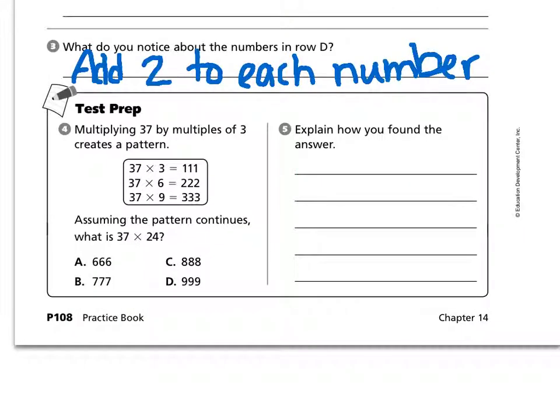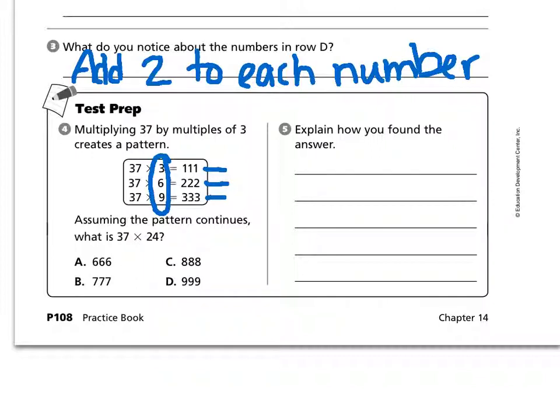Looking at test prep, multiplying 37 by multiples of 3 creates a pattern. You can see 37 times 3 is 111, 37 times 6 is 222, 37 times 9 is 333. You can see that these are all multiples of 3. Assuming the pattern continues, what is 37 times 24?